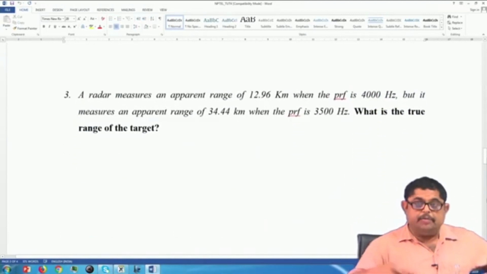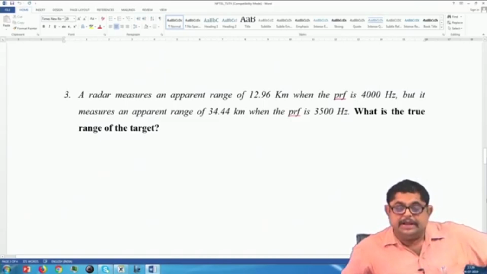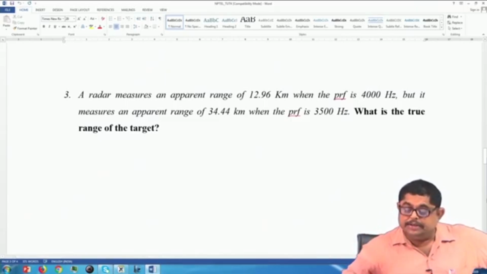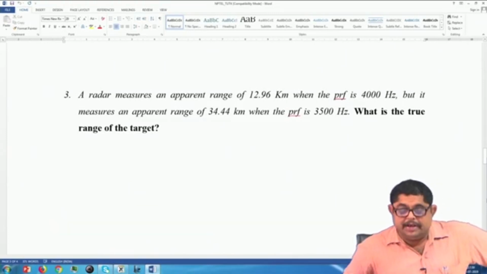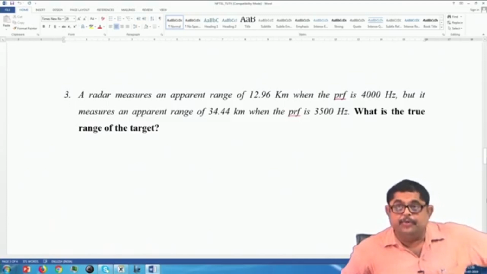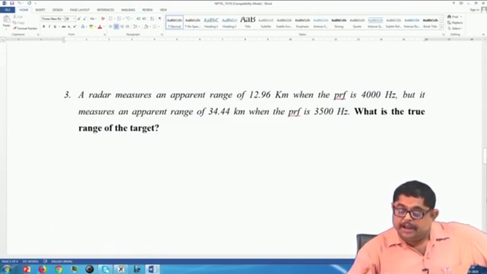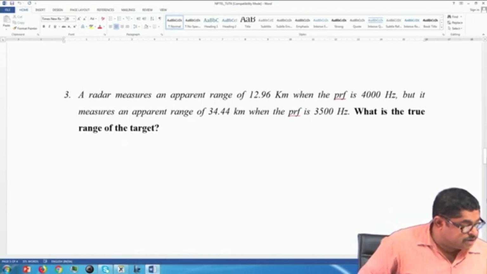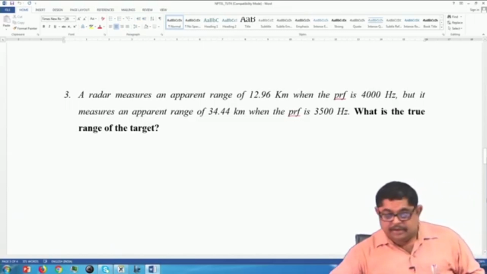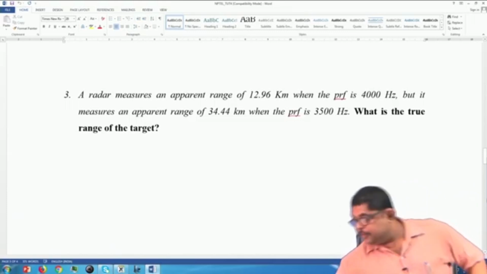There was another problem. A radar measures an apparent range of 12.96 kilometer when the PRF is 4 kilohertz, but it measures an apparent range of 34.44 kilometer when the PRF is 3500 hertz. What is the true range of the target? So, this is again an interesting problem.